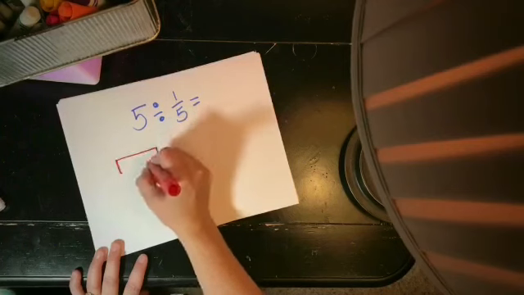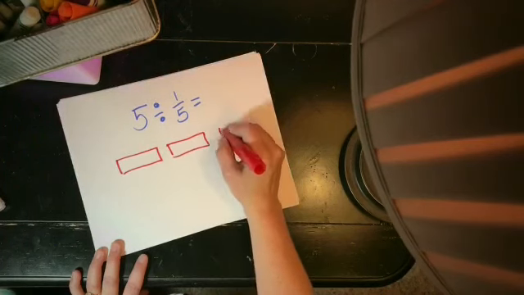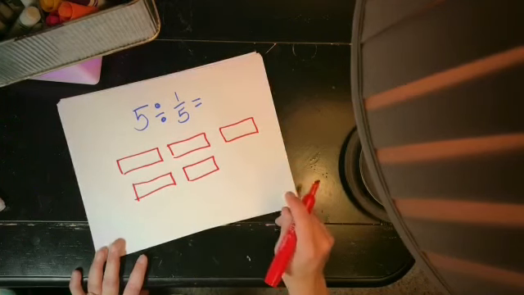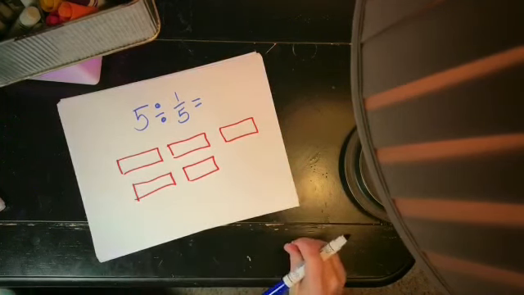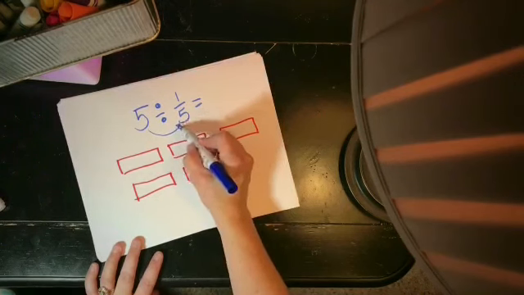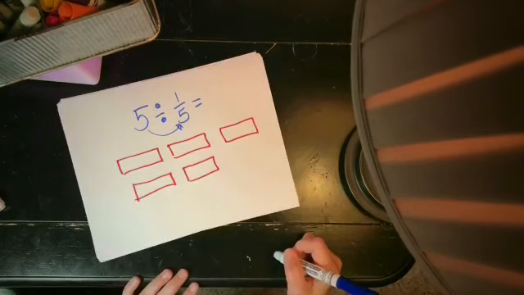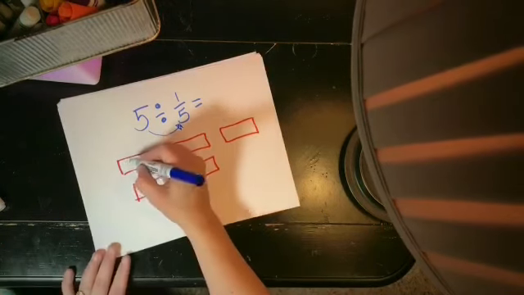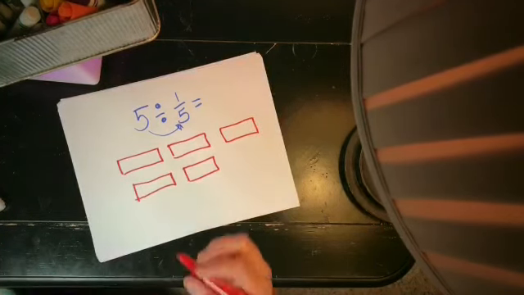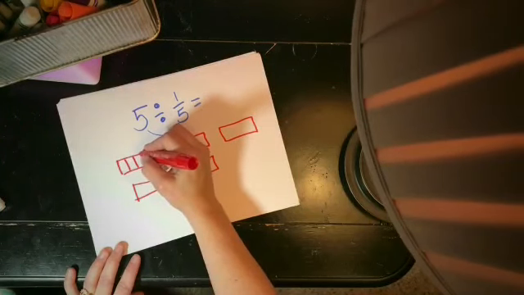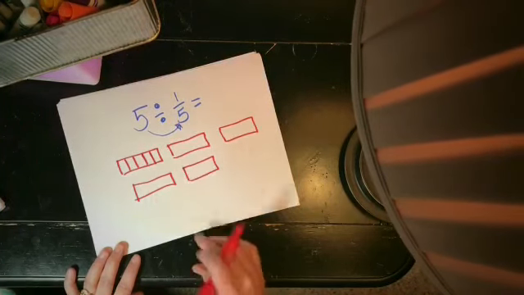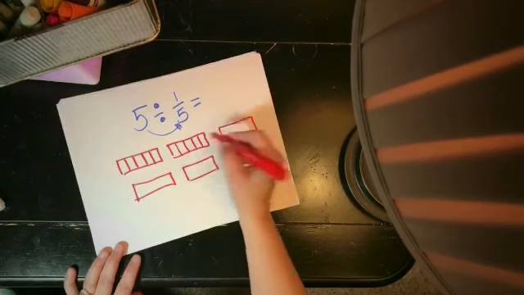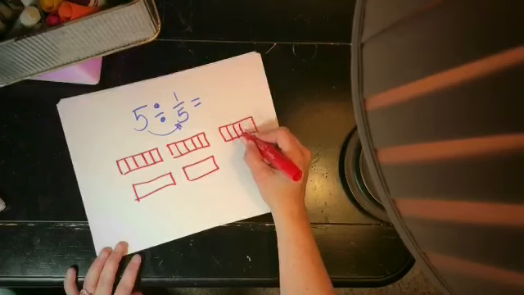So I'm going to draw 5 rectangles, okay? And we are going to split those each into 5 parts because 5 is my denominator there. And we want to see how many 5ths we have. So we're going to split this into 1, 2, 3, 4, 5. So if I draw 4 lines, I'm going to get 5 parts.